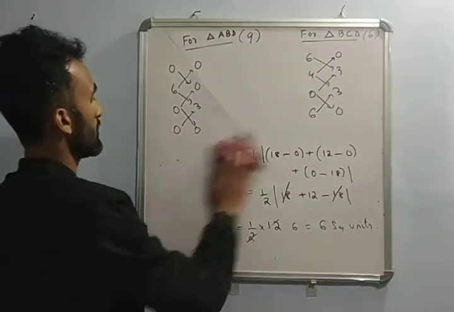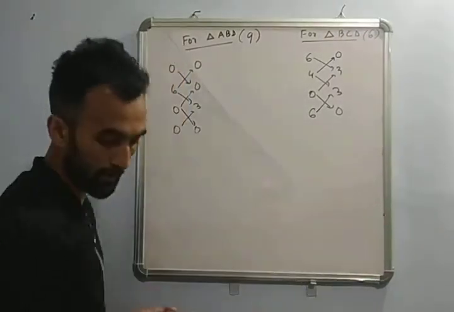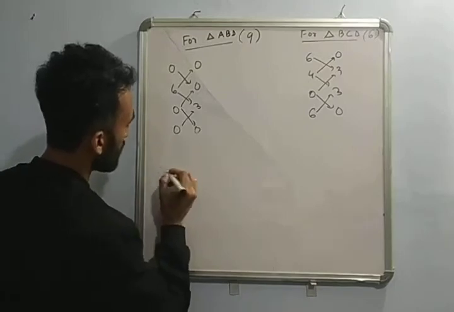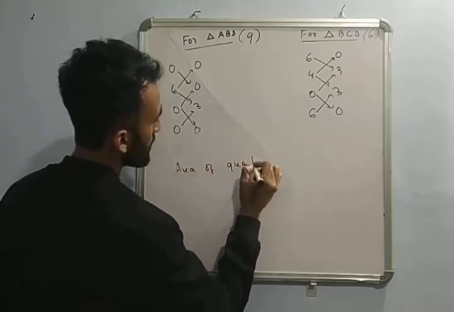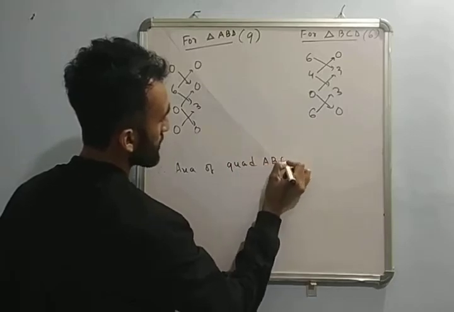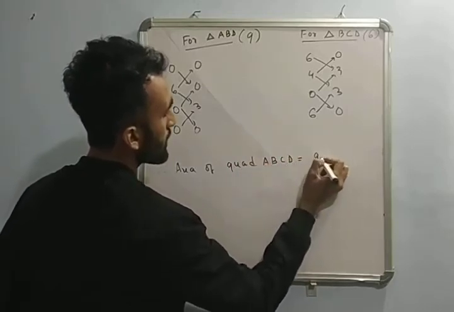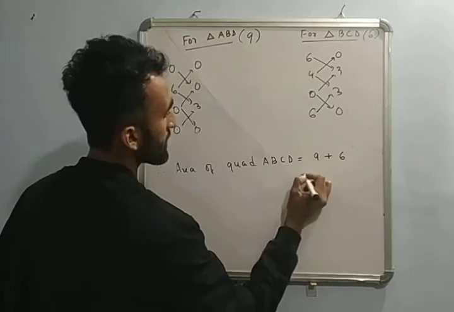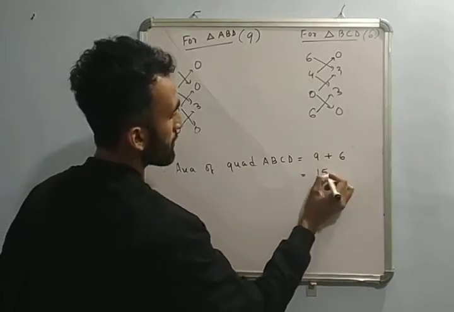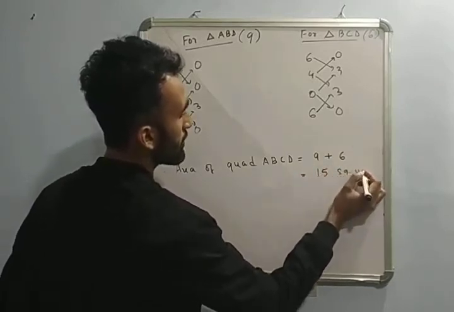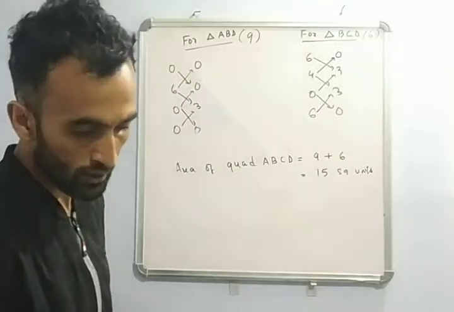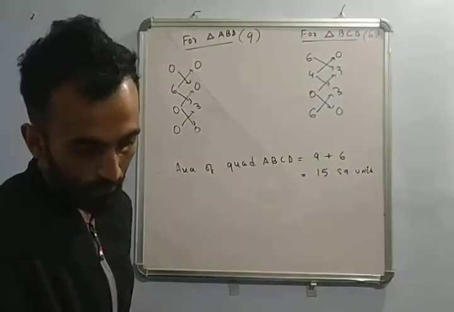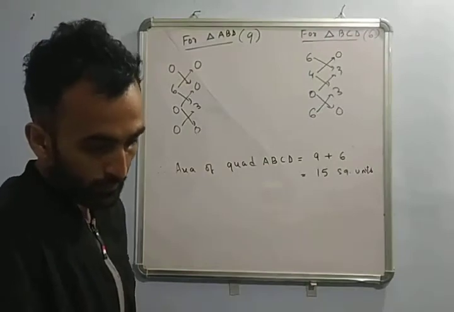Now you can pause, just write down the final answer. Therefore area of quadrilateral ABCD equals 9 plus 6. So this makes 15 square units. Don't forget to add the units, square units. Area is always in square units. So this is how you have to do it.